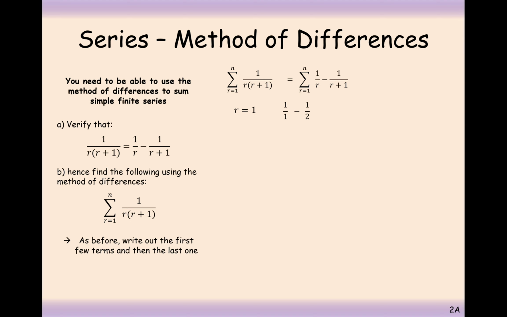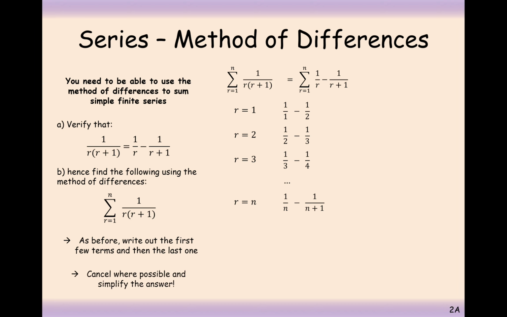So with this thing on the right hand side now, let's think about what will happen when we substitute 1 in. When we substitute 1 in, we're going to get 1 over 1, that's the first bit, minus 1 over 2. Substituting 2 in, we're going to get 1 over 2 minus 1 over 3. When we substitute 3 in, we're going to get 1 over 3 minus 1 over 4. When we substitute 4 in, we're going to get 1 over 4 minus 1 over 5, and that will just keep on going up until we get to n, and that's going to be 1 over n minus 1 over n plus 1.